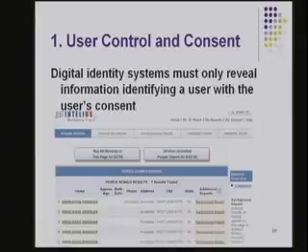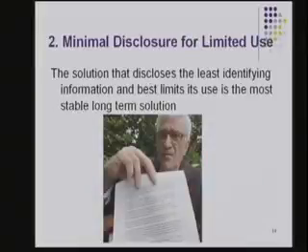The second one is minimal disclosure for limited use. There are 2 points here. The solution that discloses the least identifying information and best limits its use is the most stable and long-term solution. The first point is that there is minimal disclosure. If you're buying flowers from a flower shop, you don't need to give your phone number or social security number. Phone number is more common. They ask you for it for other reasons. But then we really try to limit the amount of information revealed at any point.